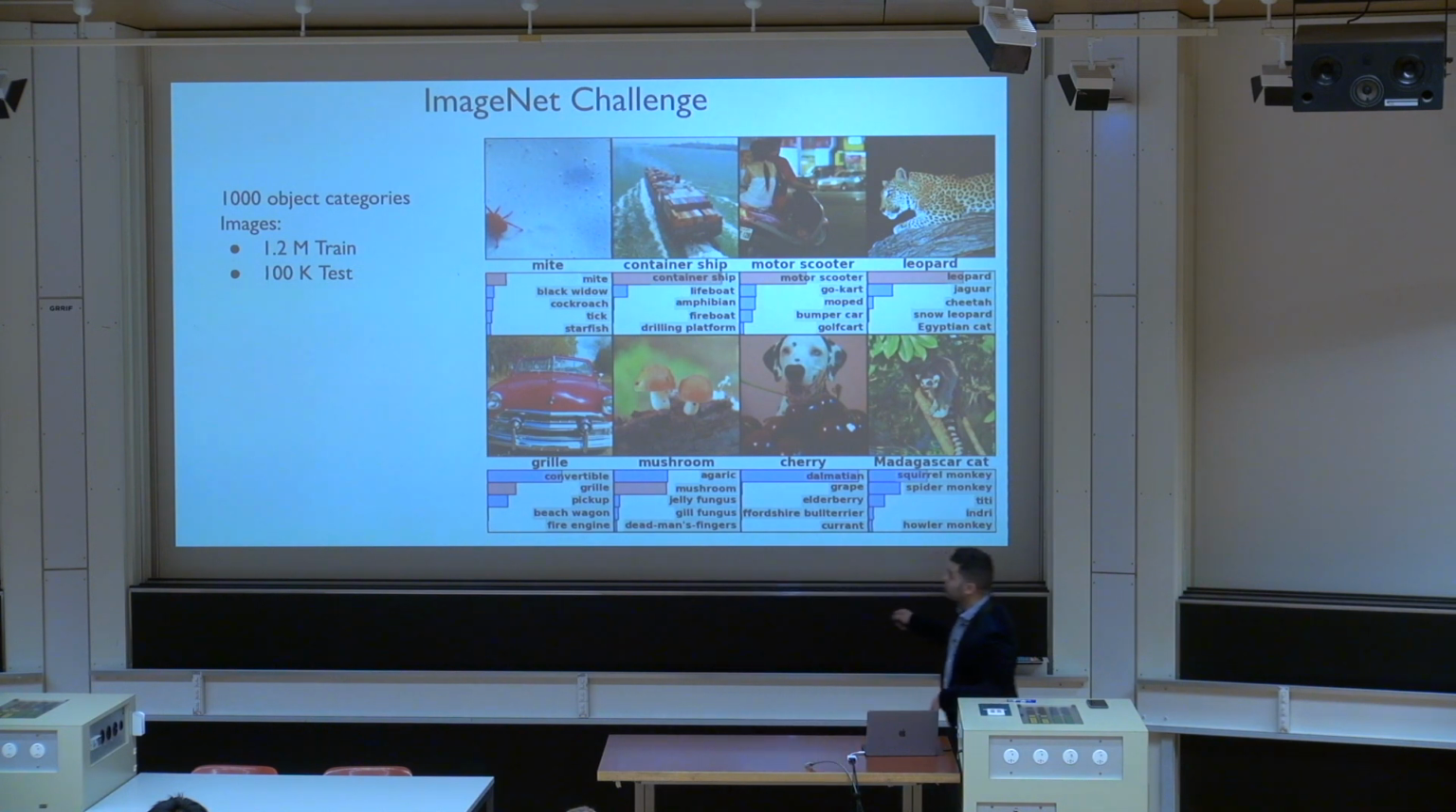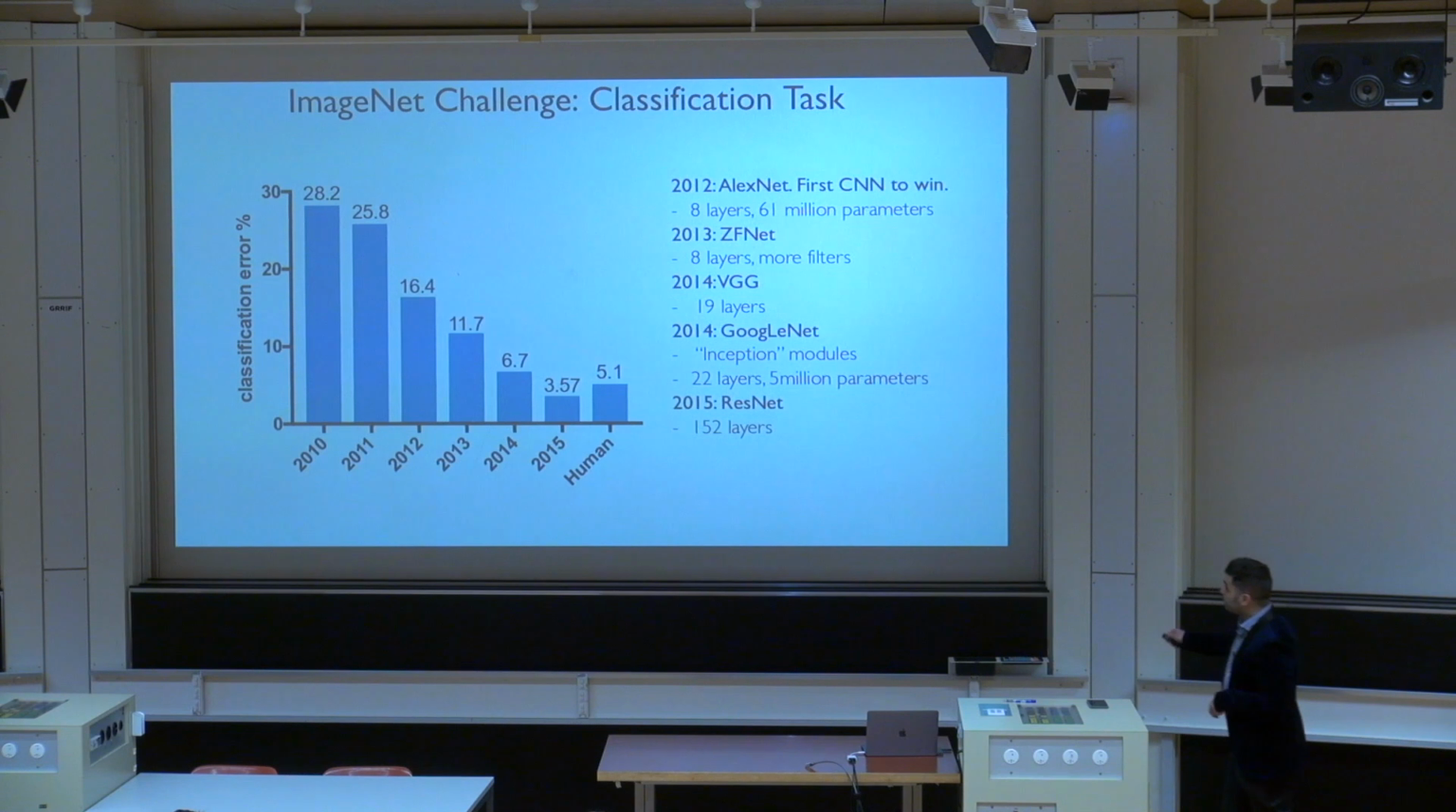They released 1.2 million training images and 100K test images. And there are 1,000 categories of different objects, okay? And the good thing is that all of these famous CNNs trained on ImageNet can apply to other tasks. Very simple. So if you look at the history, in 2012, AlexNet was the first CNN to win this challenge, with 8 layers and 61 million parameters.